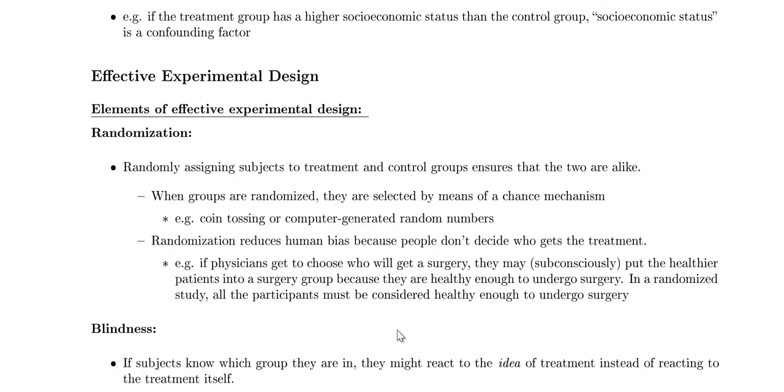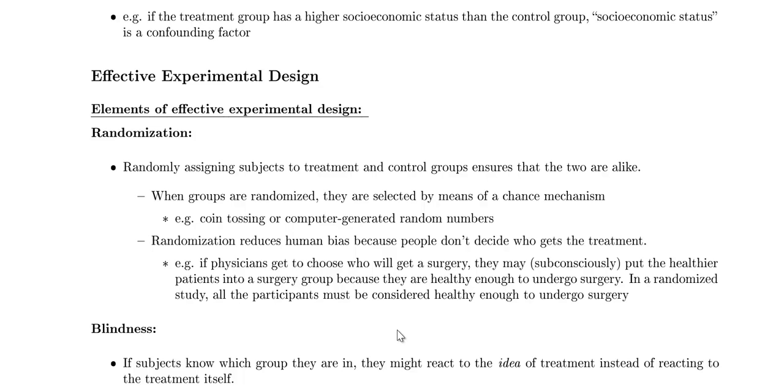One of the most important factors is randomization, because if we can randomly assign subjects to the treatment and control groups, then we ensure that we have a better chance that the two groups are similar. When your groups are randomized, that means we're selecting them with some means of a chance mechanism. So for example, coin tossing or computer generating random numbers. The randomization reduces human bias because people don't get to decide who gets the treatment.